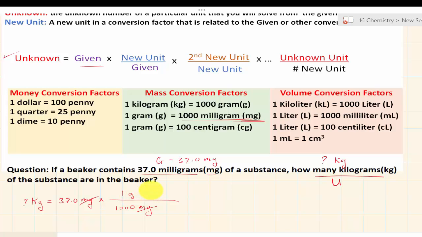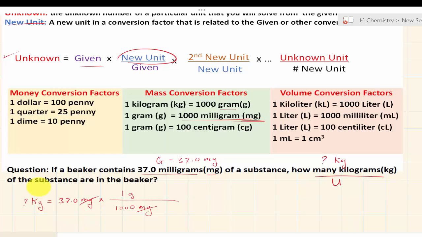And hence we have the new term called new unit. This new unit is the unit that is not in the given or the unknown, but is in the conversion factors that relate the unknown unit and the given unit. So gram is now our new unit. The next conversion factor that we multiply by is going to focus on that new unit, which is gram. In this case, we have 1,000 gram equal to 1 kilogram, and we have 1 gram equal to 100 centigram. So which one do we use? We have to go back and look at our unknown, which is kilogram.